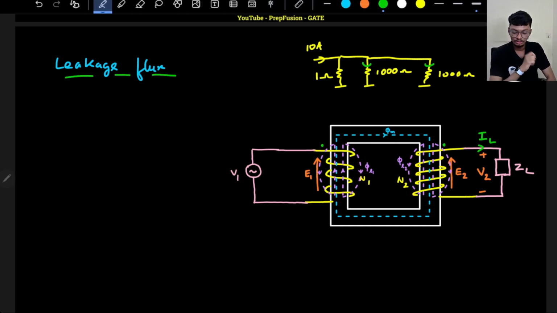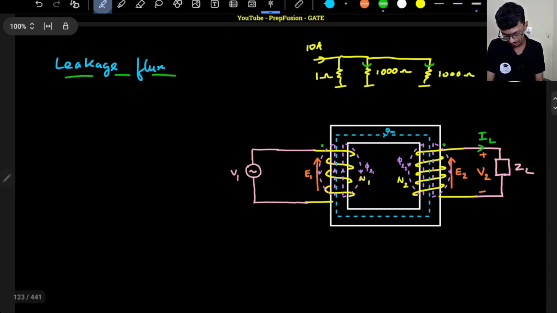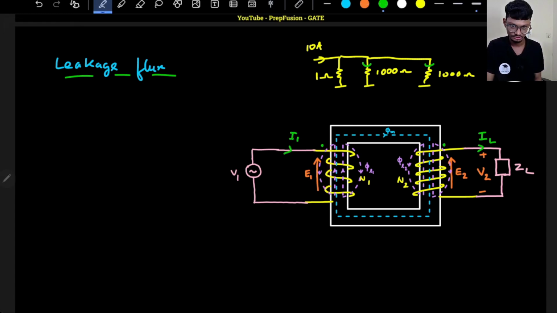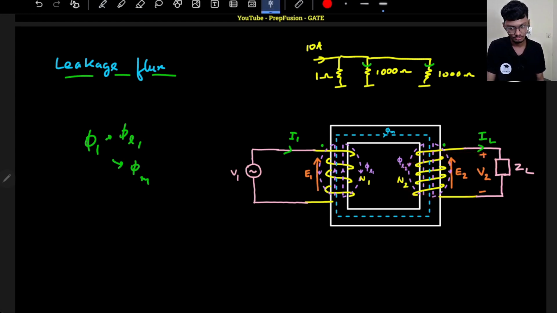Now how do I represent this leakage flux? Through this coil a current I1 is flowing, and this I1 current is producing some flux phi 1. Now this flux phi 1 is getting divided, so a bit of it goes as leakage flux and the rest of it is linking, that is phi m. The same holds for coil 2.